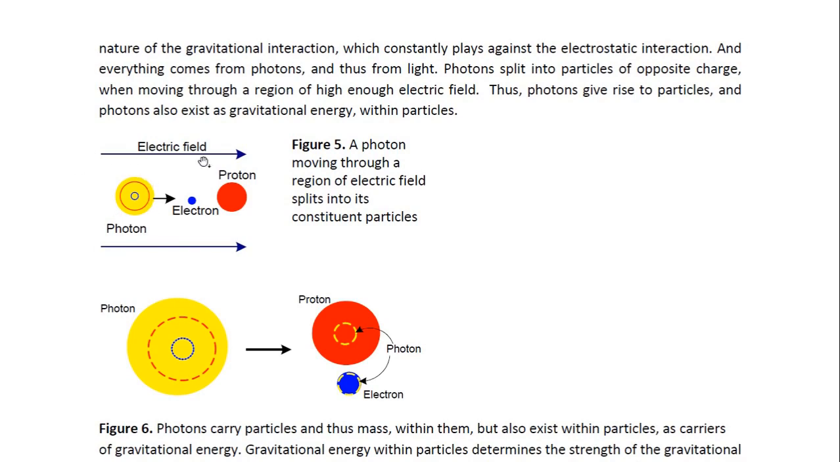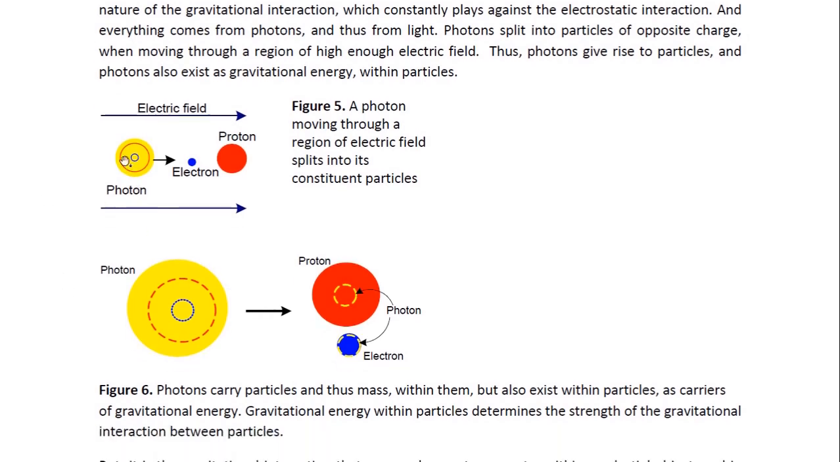So if we have a photon moving through a region of high enough electric field, these resonances within the photon, which are particles, are oppositely charged. And oppositely charged particles move in separate directions in an electric field. The positively charged particle, protons are positively charged, moves in the same direction as the electric field direction, which is indicated by this arrow. So the proton will tend to move in that direction. The electron, which is negatively charged, will move in the opposite direction. And this is actually what splits the photon apart and what causes the particles within it to emerge.